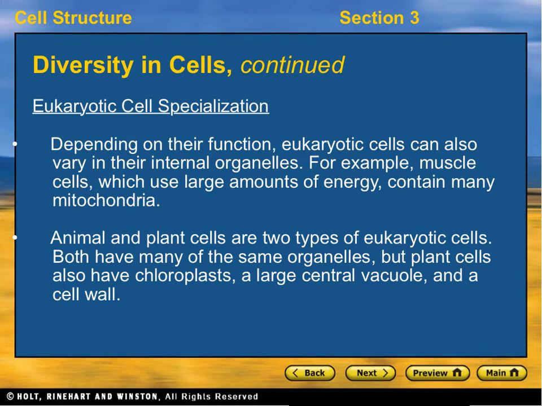Typically, we talk about animal and plant cells quite a bit, because these are two different types of eukaryotic cells. Both have many of the same organelles, but plant cells have different internal components from animal cells as well. They have some commonalities, but also some differences. Some of those differences are that plants have chloroplasts, that central vacuole which we've talked about, and a cell wall.